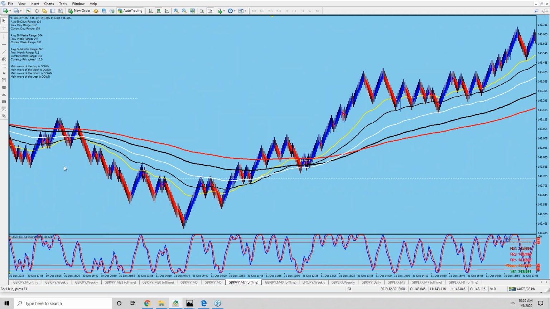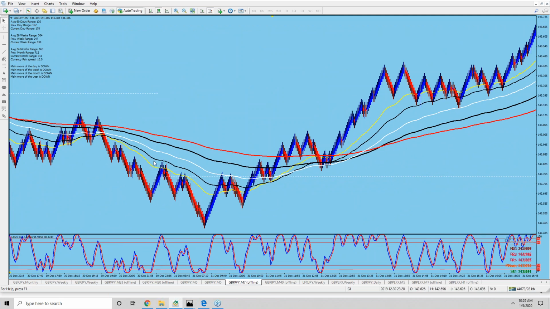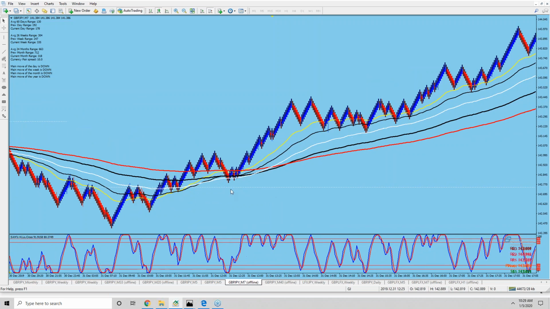For example, right here, see, the yellow line is below the black, and it's making lower lows, right? All of a sudden it makes a higher low, but the indicator's yellow line is below the black line, so it's a no, right? But that's not the case here. You see this? Now here things changed.